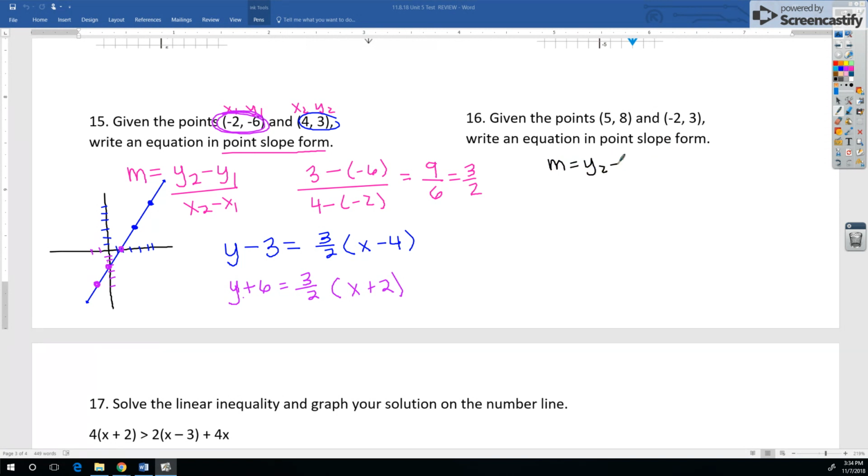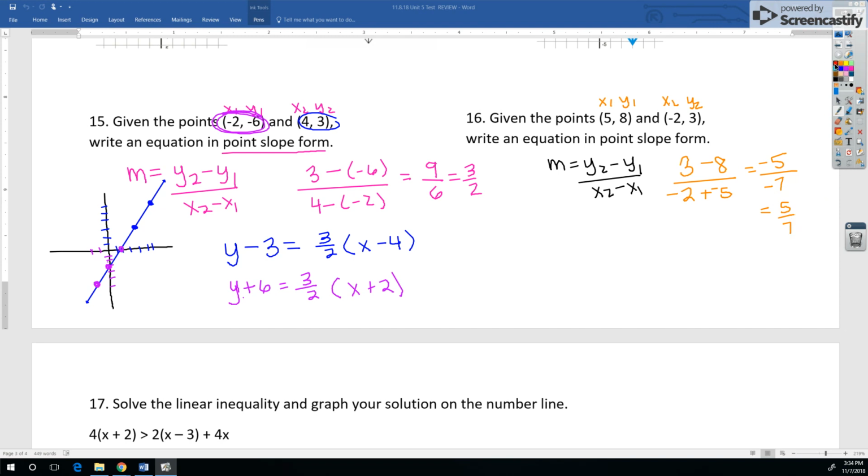So I have my slope formula again, and I'm going to label x1, y1, x2, y2. y2 is 3, y1 is 8. x2 is negative 2, x1 is 5. 3 minus 8 is negative 5, and negative 2 minus 5 is the same thing as negative 2 plus negative 5, and that's negative 7. And negative divided by a negative is a positive.